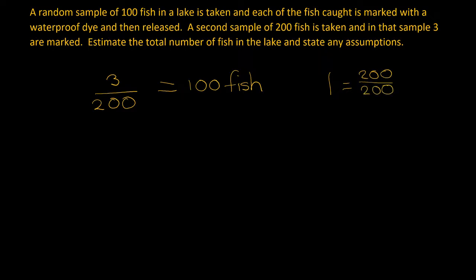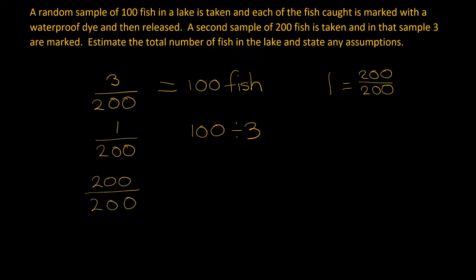So if 3 over 200 is 100, 1 over 200 as a fraction of how many are in there would be 100 divided by 3, and therefore 200 out of 200, i.e. all of them, would be that 100 divided by 3 times 200. And if we work that out, we'll get 6,667 rounded to the nearest whole fish.